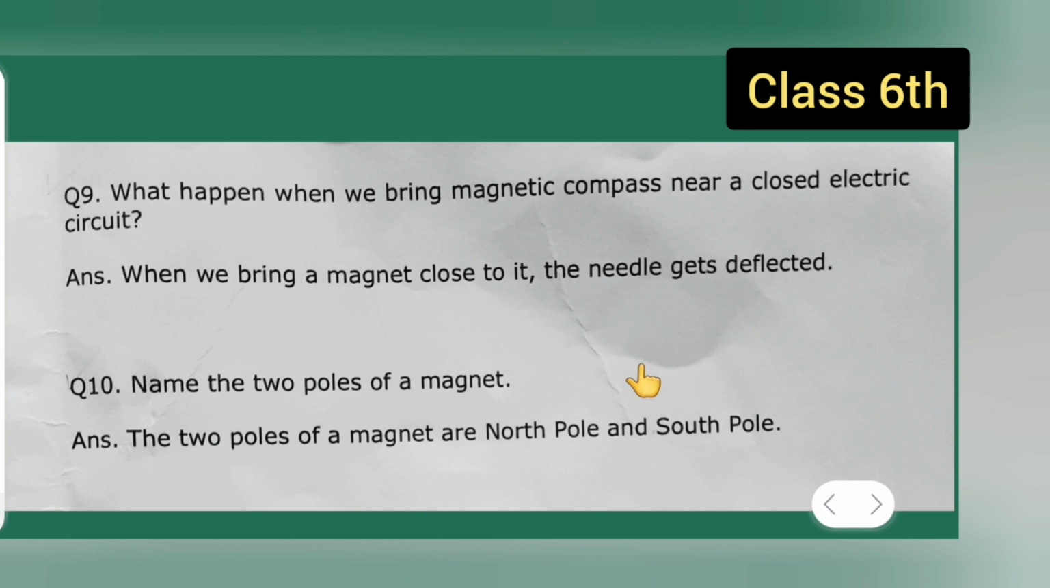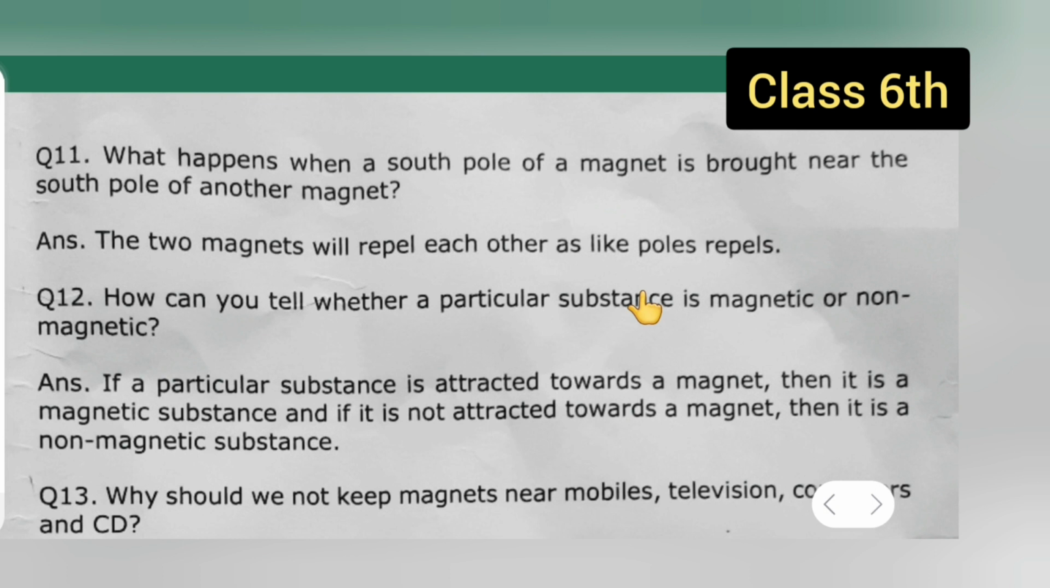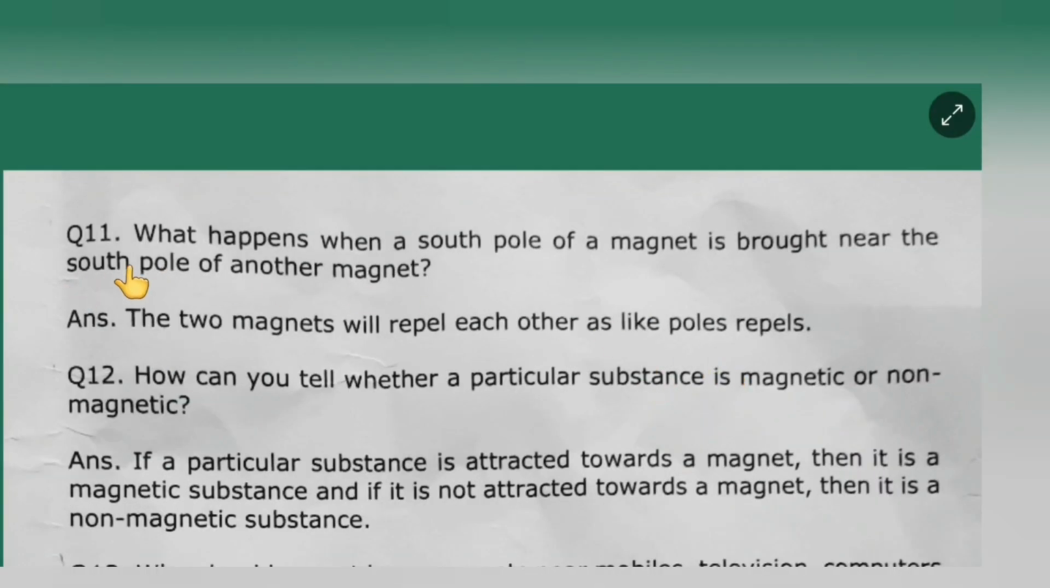Question number 10: name the two poles of a magnet. The two poles of a magnet are the north pole and the south pole. This you all have to remember. Moving to the next question, question number 11: what happens when the south pole of a magnet is brought near the south pole of another magnet? The two magnets will repel each other, as like poles repel.